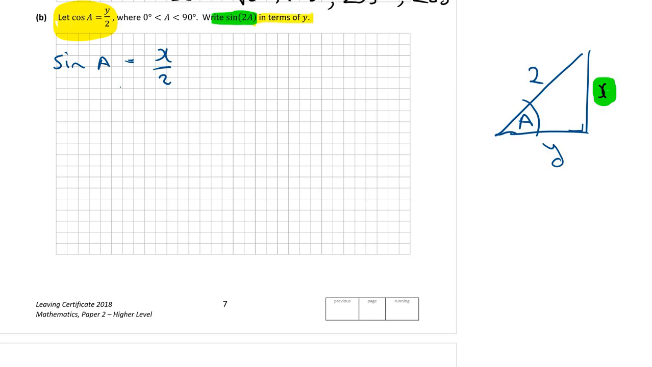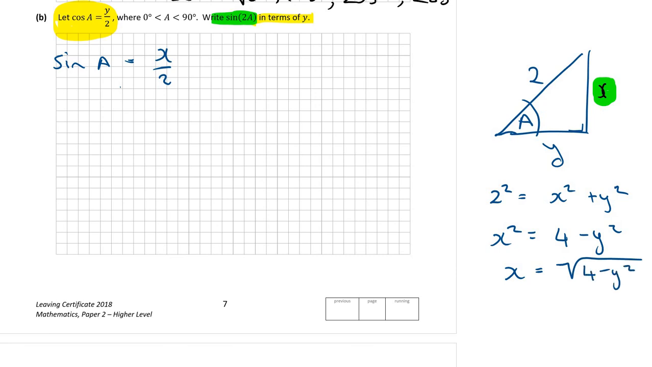Using Pythagoras, for that right angle triangle, I'm going to do this on the side: 2 squared is equal to x squared plus y squared. I'm just going to change that around a bit. x squared is equal to 4 minus y squared. x is equal to root 4 minus y squared. So sine of A is equal to root 4 minus y squared all over 2. We're not asked for sine of A, we're asked for sine of 2A.